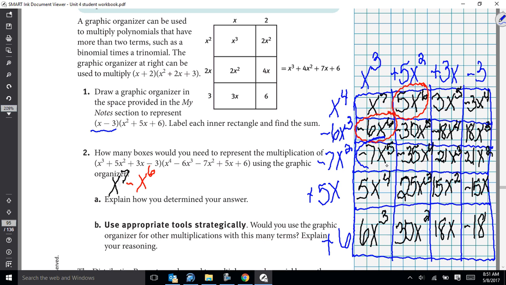Alright, so circle all of the x to the 5ths. Do we have any other ones? So what's the pattern? Like it goes 7, 6, 5, 4. Yeah, so all your common factors are on diagonals. Alright, so how many x to the 5th? We have 3x to the 5th minus 30x to the fifth minus 7x to the fifth.